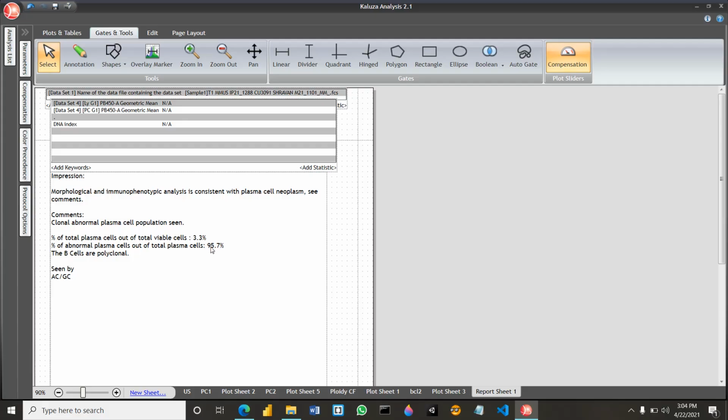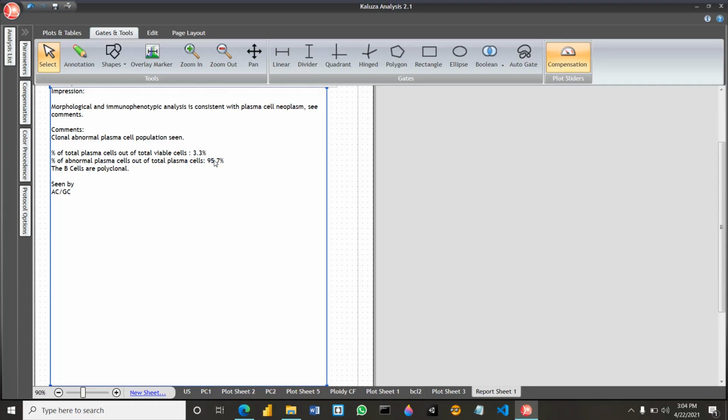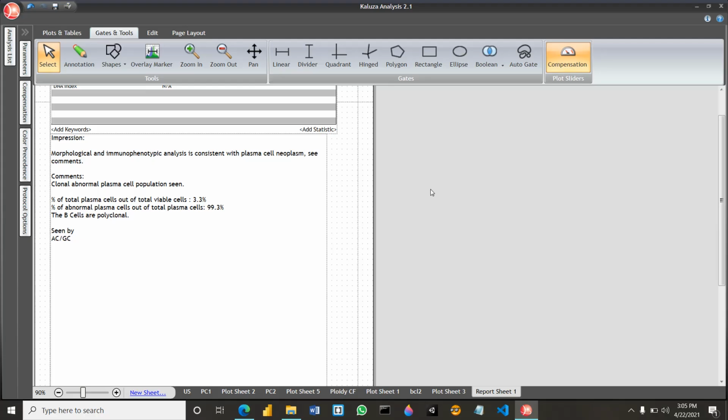In this case, almost 99% of plasma cells were abnormal. So here we go, 99.3%, because 0.7 to 0.8% were normal plasma cells. So this is how we give the report. Okay, so this is the end of the second case.